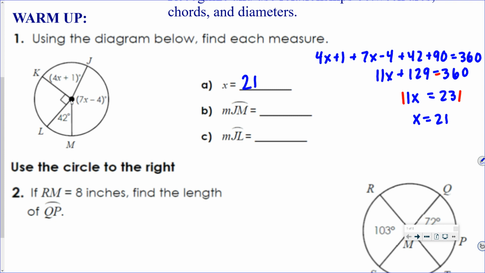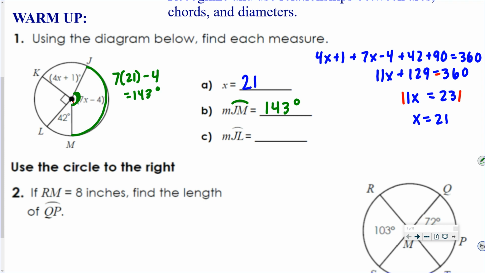Okay, next one says find the measure of arc JM. That's what this notation means. Arc, M means measure. JM is talking about this one. So they're not asking for the length, they're asking for the measure. So that is the same as whatever the central angle measures. Okay, so I do 7 times 21 minus 4 to find that angle. I got 143 degrees for that central angle, meaning that arc would measure 143, and make sure you put degrees.